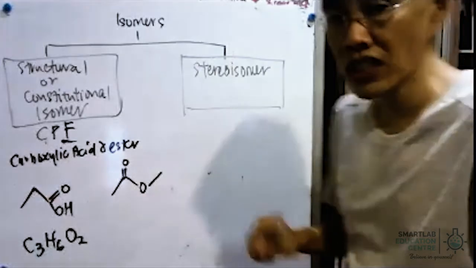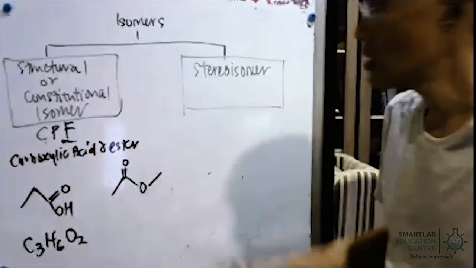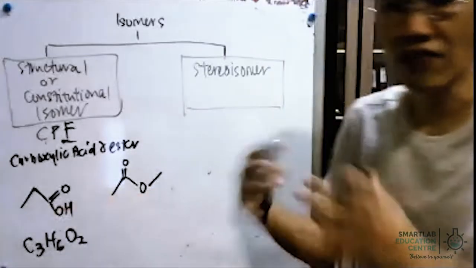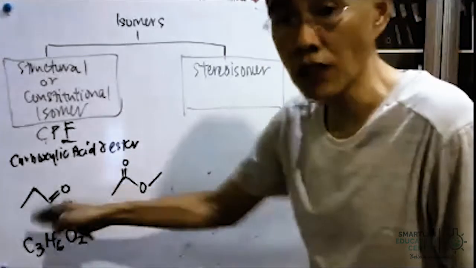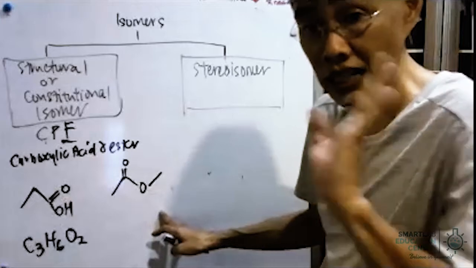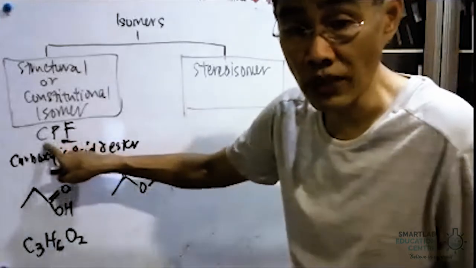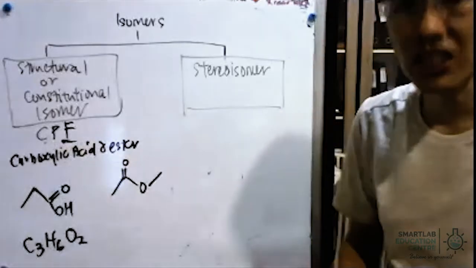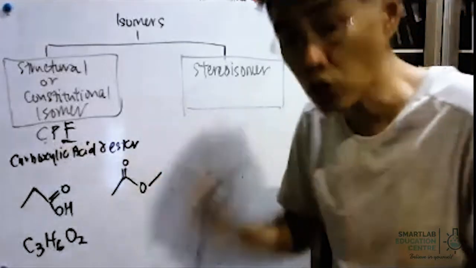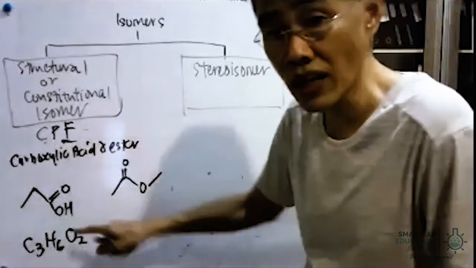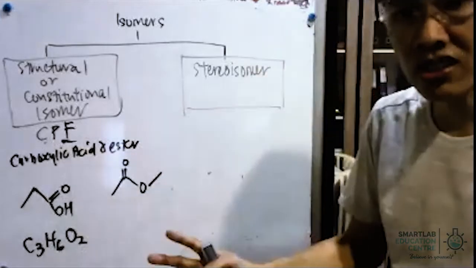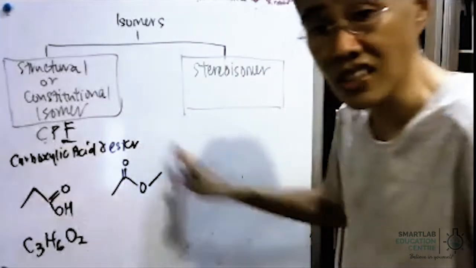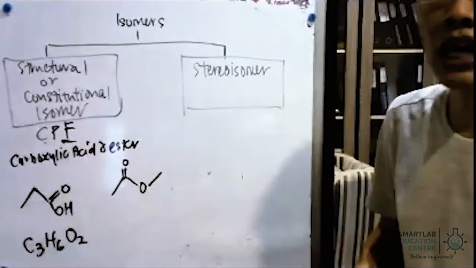What is unique about these functional group isomers is that not only will their physical properties differ, their chemical properties will differ as well. All right. Unlike the 2 isomers that we discussed earlier, chain and positional isomers, whose chemical properties are still the same because the functional group never changes. But in functional group isomers, the functional group changes, isn't it? So this is carboxylic acid, this is ester. So their chemical properties are confirmed different.